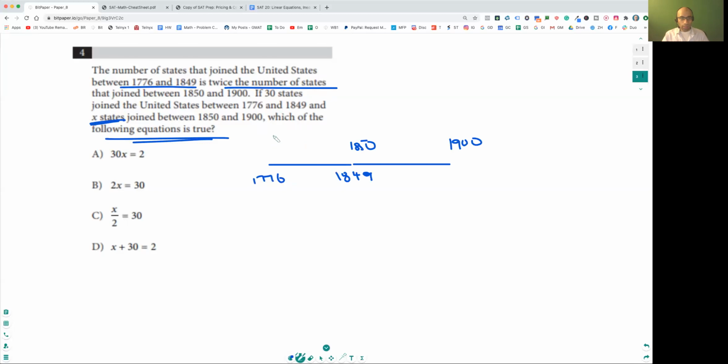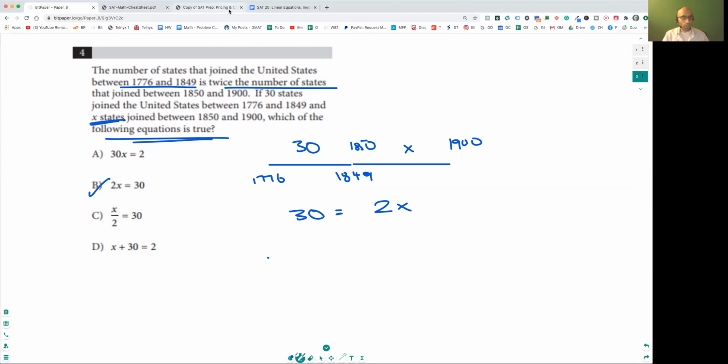So these people are 30, and let's say X states joined over here, but you're also told that this value 30 is also equal to twice this. So that's why 2x is equal to 30. Super, super easy. Yes, so perfect. Great.